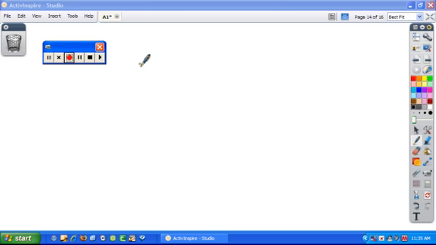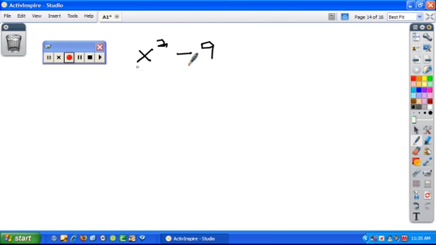Okay, I want to do a couple more problems for you to get you ready for your first check for understanding. So here's the first one I'm going to do: x squared minus 9 over x. Okay? Now, you can factor the top if you want.